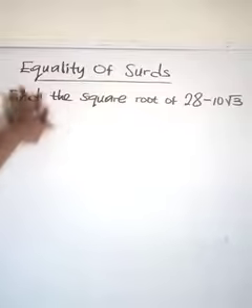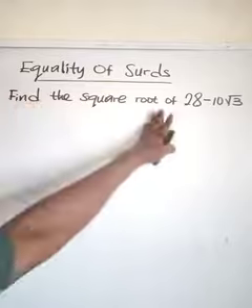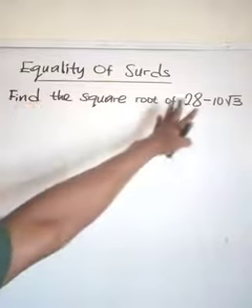Thanks for coming. Now we are on equality of surds. Find the square root of 28 minus 10 root 3. How do we do this?